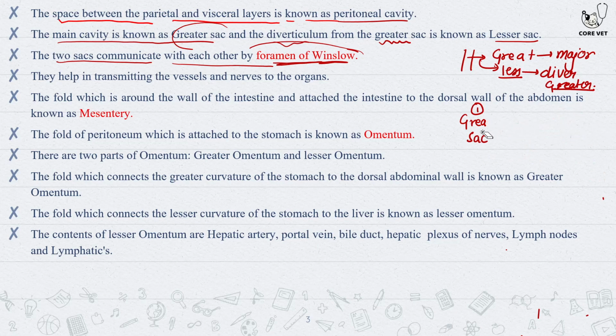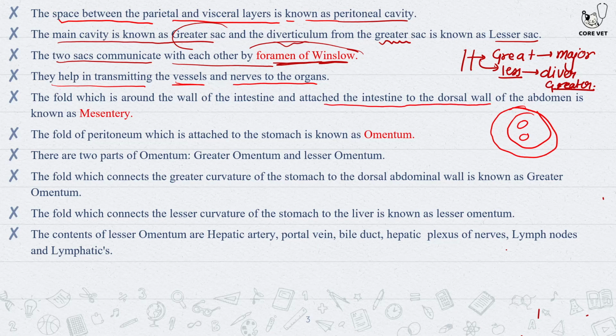See, I had told you that this peritoneum encloses all the organs. But we also know that organs need to receive some nutrients. So how are they going to receive the nutrients? They receive the nutrients through the vessels, right? Blood vessels. Now, this peritoneal layer also helps to transmit the blood vessels and the nerves to the organ, right? Now, the fold of the peritoneum around the wall of the intestine and attached to the intestine to the dorsal wall of the abdomen is known as mesentery.